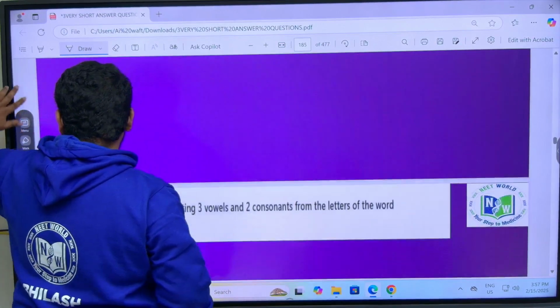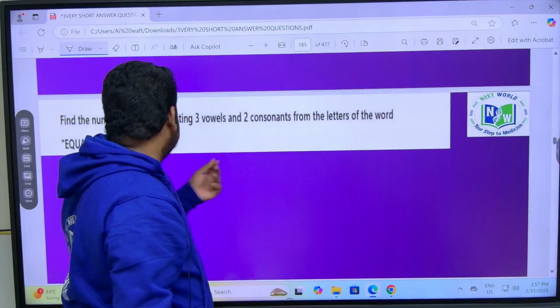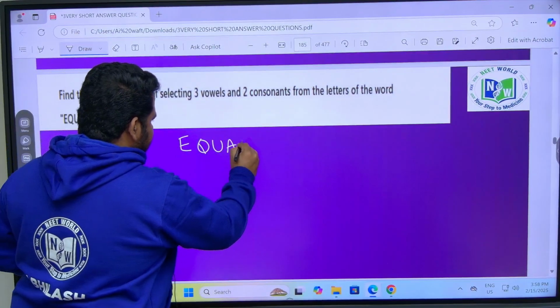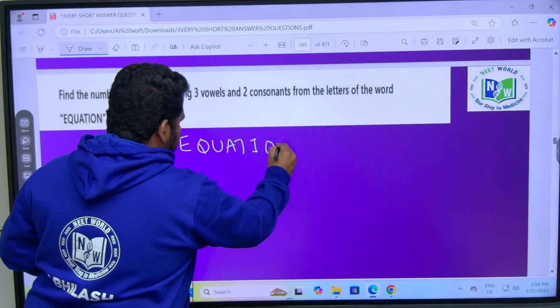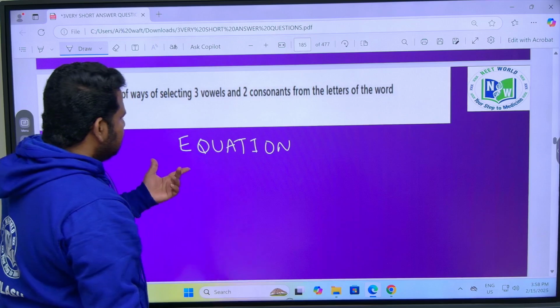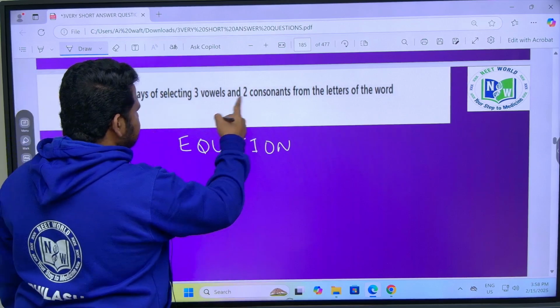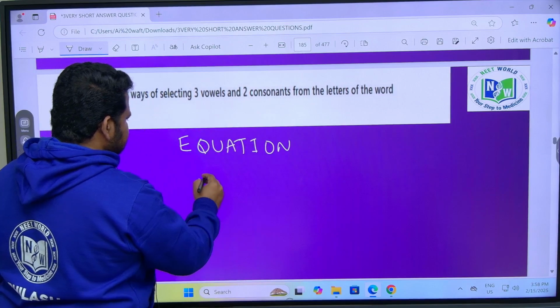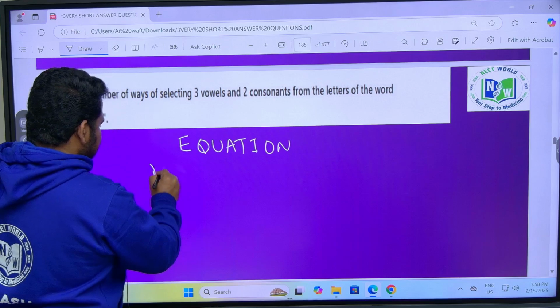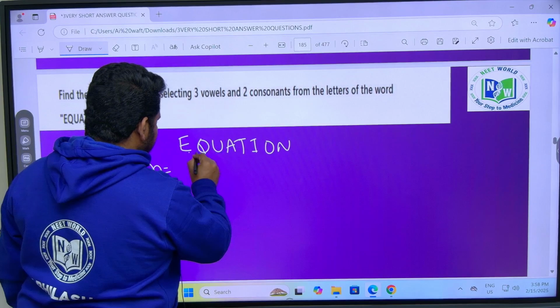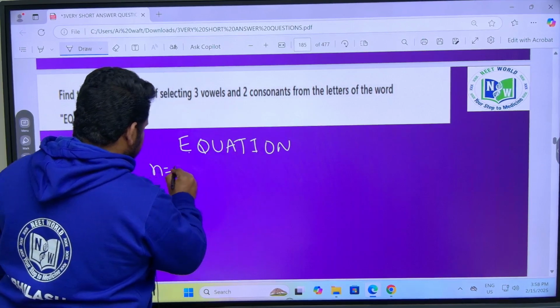Got it? Find the number of ways of selecting 3 vowels and 2 consonants from the letters of the word EQUATION. Very simple question. What is the word that they have given? Equation. How many vowels does it have? 3 vowels and 2 consonants. Here first let us find how many letters are there. 1 2 3 4 5 6 7 8. n is equal to 8.